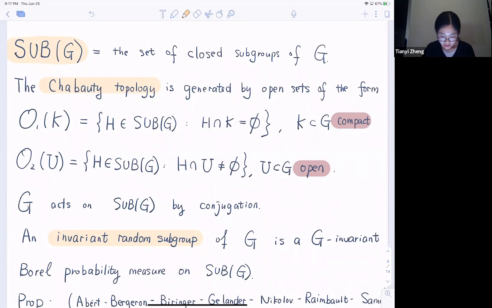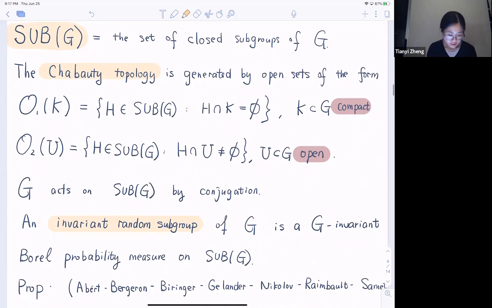And then you take these as a subbasis for topology. So you get the Chabauty topology on closed subgroups of G this way. And so this is a nice space with respect to this topology. Sub G is compact. The topology is also separable and metrizable. So it's a very nice space to consider probability measures.